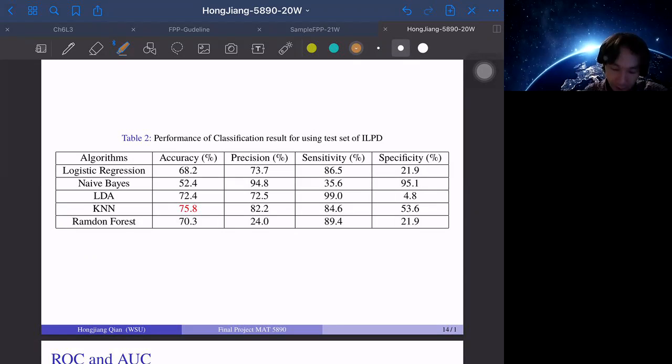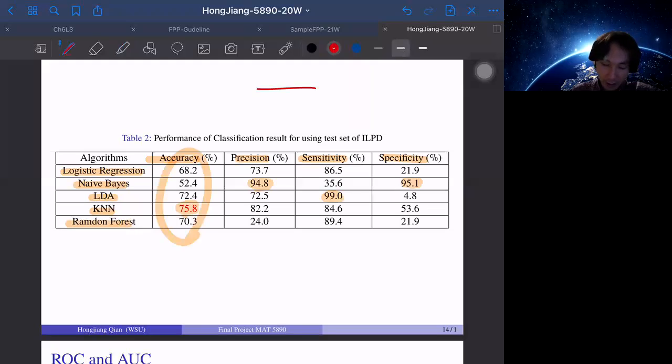The good thing about this presentation is that he compared different methods in terms of accuracy, sensitivity, specificity, and precision. In this case, KNN is the best for accuracy. For precision, 94.8% is maybe the highest, and for sensitivity, this is the highest. Depending on the criterion, the methods have different performance, but he used accuracy as the criterion.